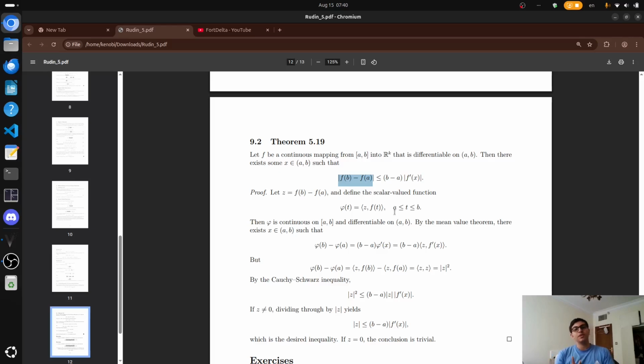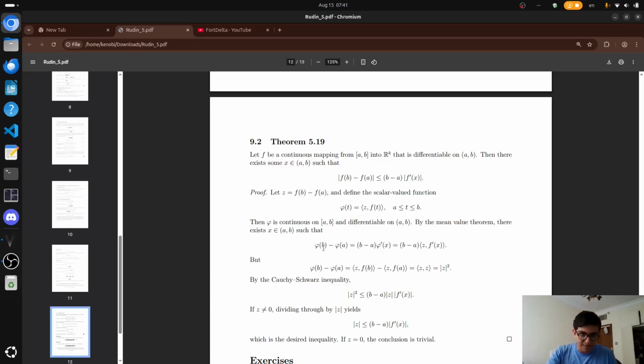The strategy here is to take z to be the difference of these two, then use the dot product and relate this dot product to the norm, and show that the norm of this is less than the norm of this. One way that this is logical is that when you take the dot product with something, there's a way to find the minimum or the maximum, right? So that's also part of the strategy that we're doing here. So let phi(t) equal z dot f(t).